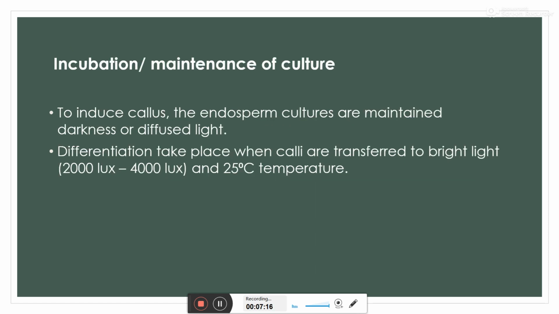Now next is incubation and the maintenance of the culture. To induce the callus, the endosperm cultures are maintained in darkness or diffused light. So after the callus formation, we have to maintain this culture. These cultures are placed under darkness or diffused light, and differentiation takes place when the calli are transferred to bright light and a temperature of 25 degrees Celsius. So this is how we can incubate and maintain the culture.